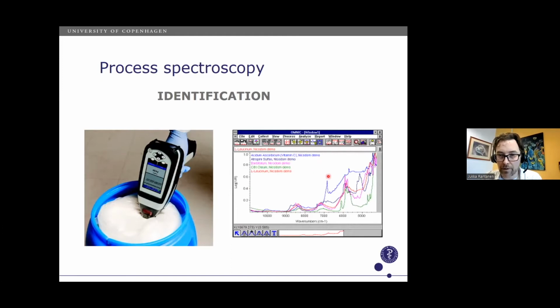Here are NIR spectra of many different APIs. We can see that there's a unique fingerprint of each of them, and then you can identify that you are working with the right material.